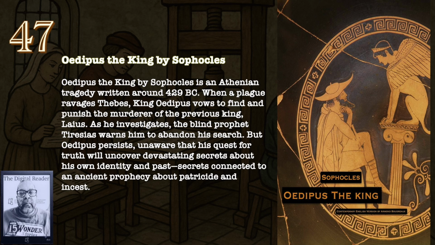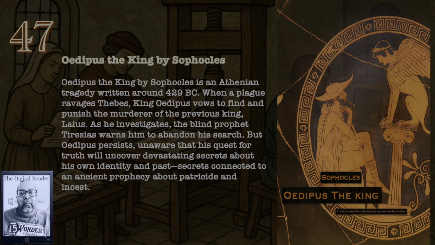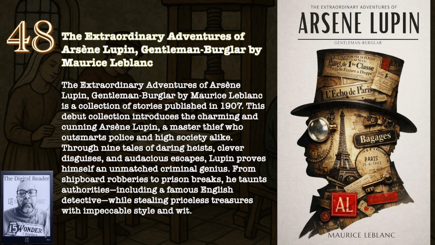Oedipus the King by Sophocles is an Athenian tragedy written around 429 BC. When a plague ravages Thebes, King Oedipus vows to find and punish the murderer of the previous king Laius. As he investigates, the blind prophet Tiresias warns him to abandon his search, but Oedipus persists, unaware that his quest for truth will uncover devastating secrets about his own identity and past, secrets connected to an ancient prophecy about patricide and incest.